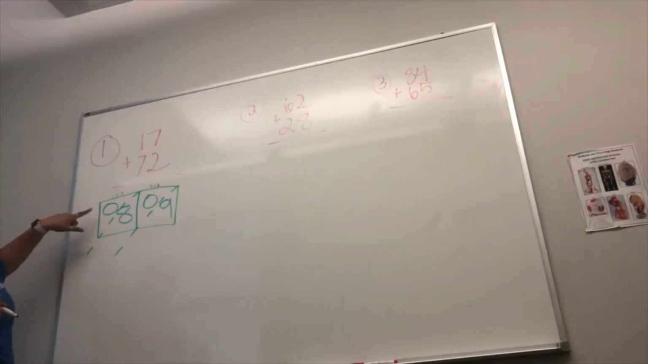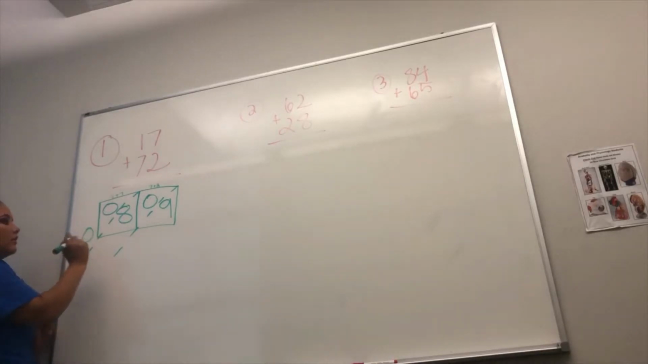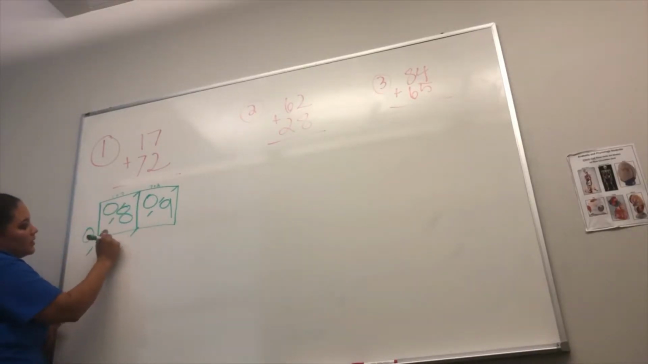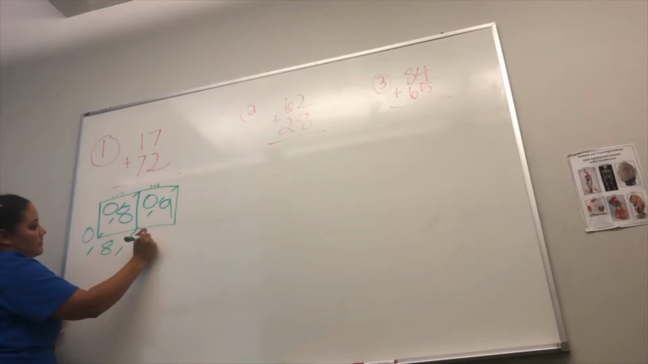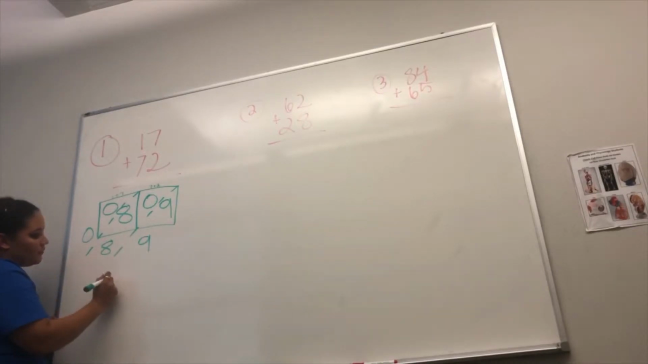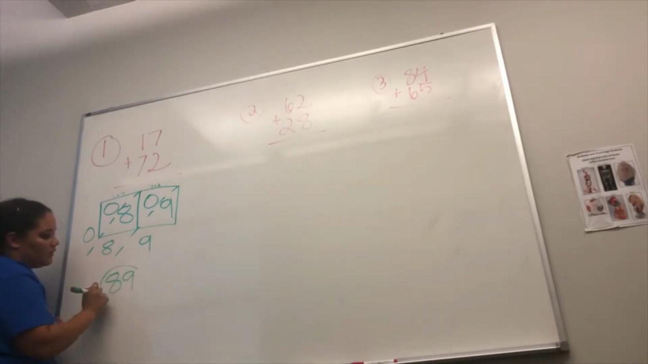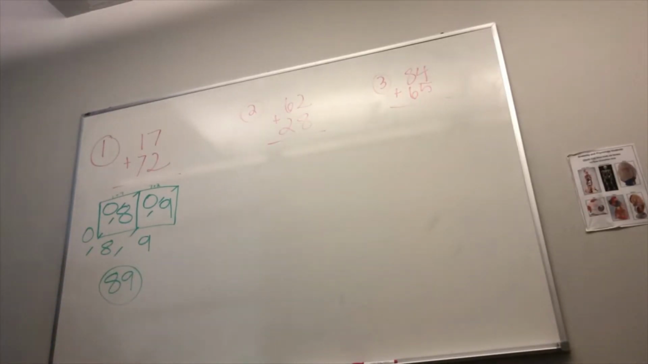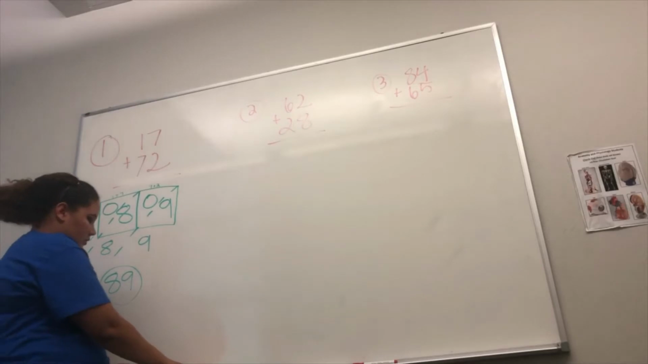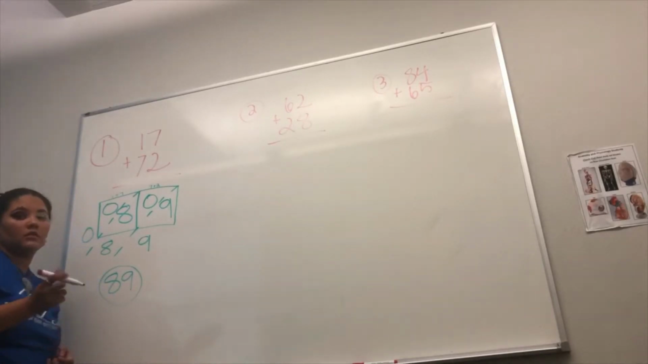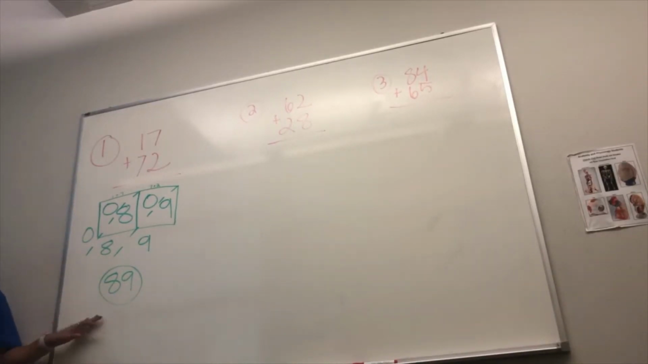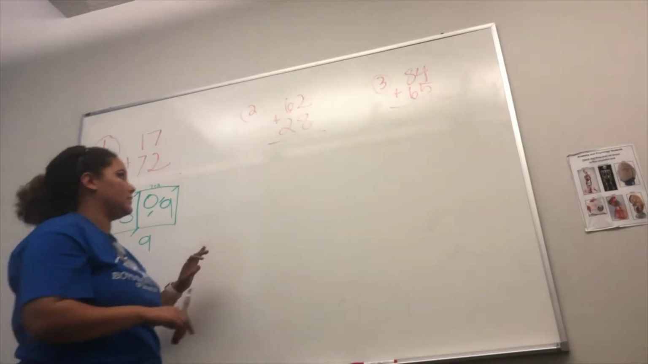Okay. 0 plus nothing is 0. 8 plus 0 is 8. 9 plus nothing is 9. So our answer is 89. All of you check your papers, make sure that's what you got. Did you guys get 89? Good. Let's go to the next one.